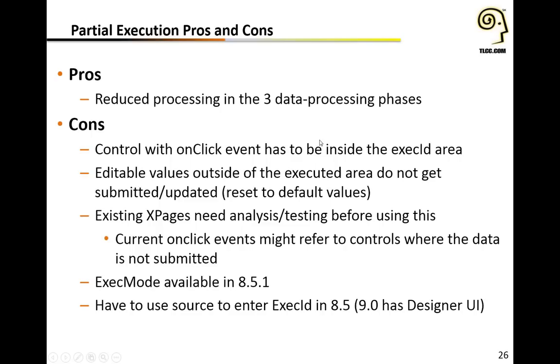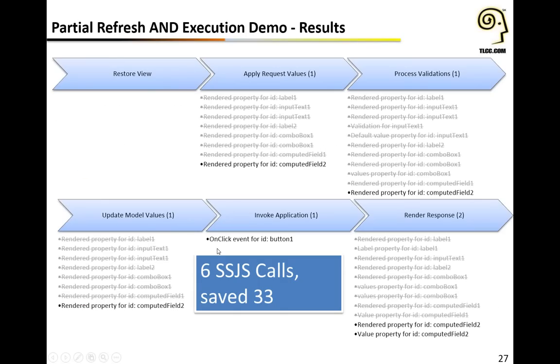Okay, let's see where we're at. So you see that we didn't execute everything. We only executed what was in the yellow panel. But then in the render response, because we only did the render response for what was in the partial refresh panel, it didn't reset our values. So it kept those all the same. And then at some point later, the user could have another button that submits the entire XPage, and those values in input text 1 and the combo box would eventually get submitted. But at this point, we were just trying to update part of the XPage.